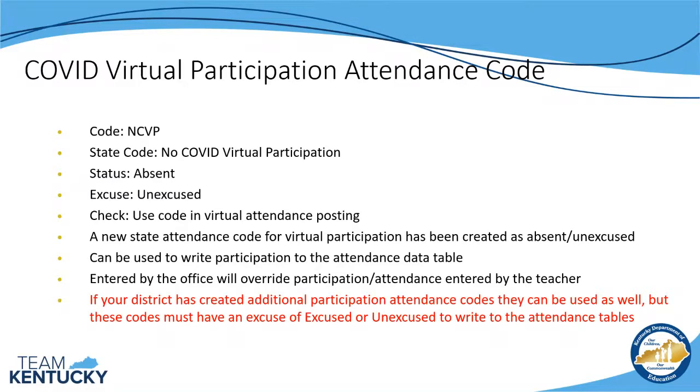Did want to note that if your district had created an additional participation attendance code, that can be used in addition to this one or instead of this code. Just want to make sure we point out that the code has to have an excuse of either excused or unexcused. Because if it's unknown, then that code will not write to the attendance table. I know we've had several people emailing in and saying, I created my own code, but it won't write over, and it was because it was an unknown excuse code.